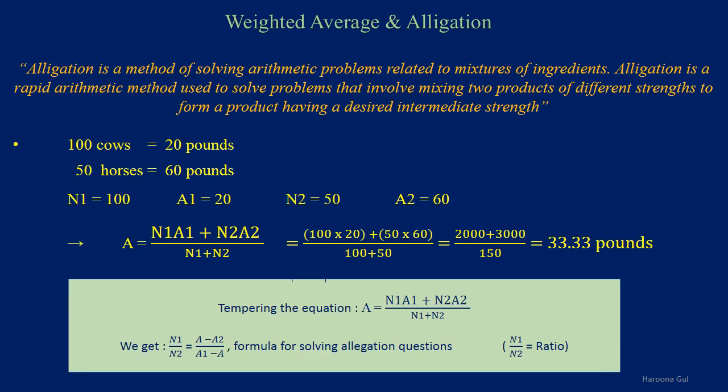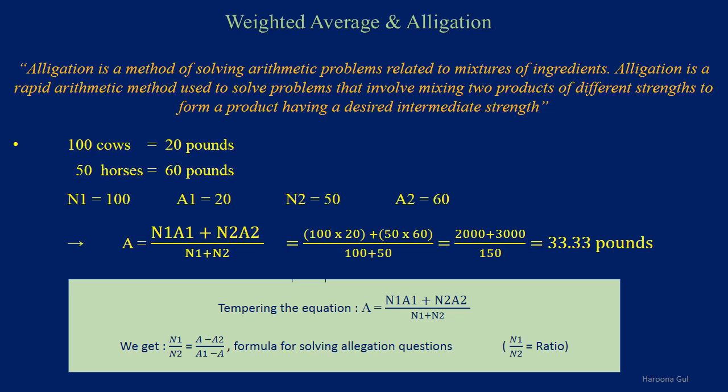Let us start today's tutorial with the meaning of alligation. Alligation is a method of solving arithmetic problems related to mixtures of ingredients. Alligation is a rapid arithmetic method used to solve problems that involve mixing two products of different strengths to form a product having a desired intermediate strength. Now let us see the connection between weighted average and alligation with the help of an example.